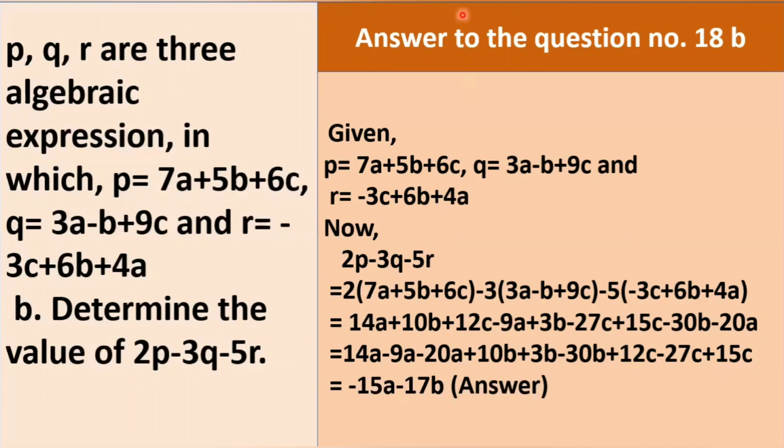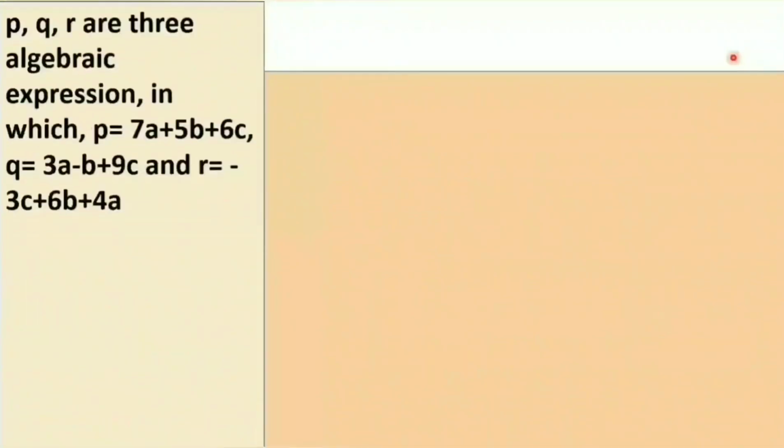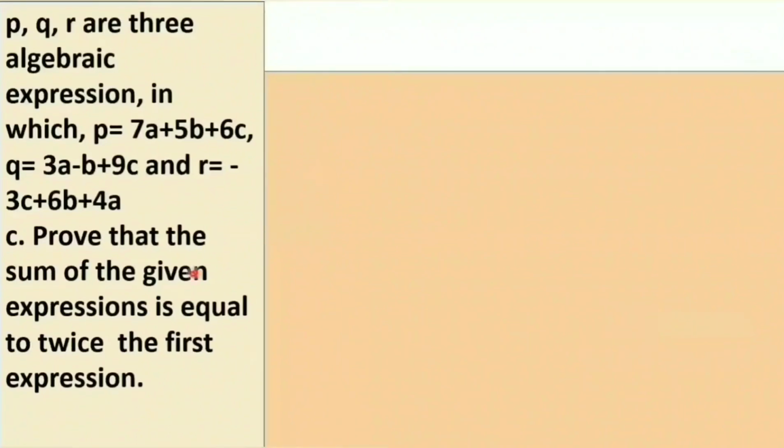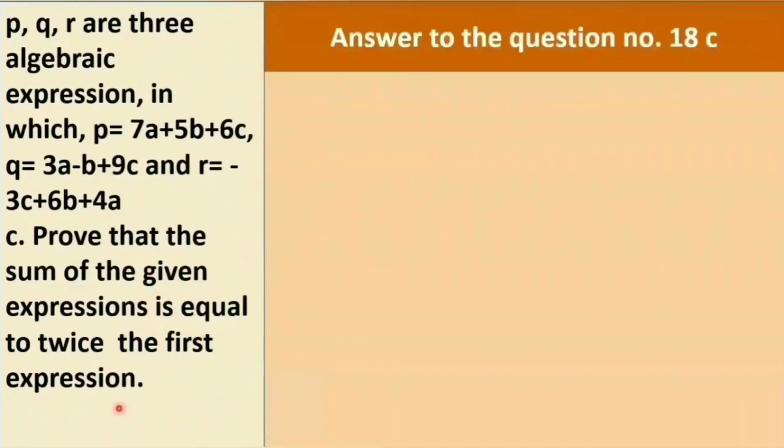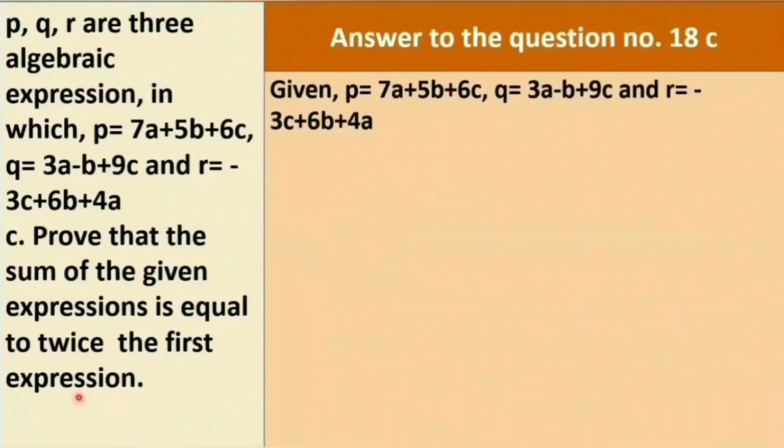I hope you understand this math, students. Now we are going for solving C. The question is, prove that the sum of the given expressions is equal to twice the first expression. So see what you will do. At first you will write the given expressions: P is equal to the given value, Q is equal to the given value, and R is equal to the given value.